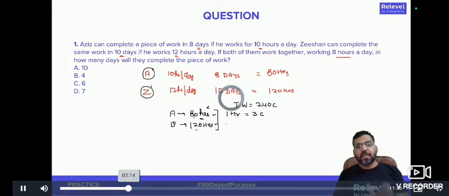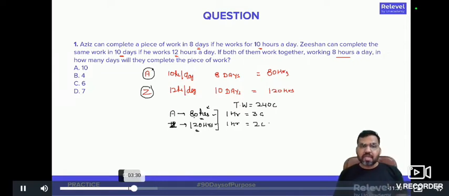In 1 hour, the second person, I have denoted it by B. This is Jishan. Jishan is eating 240 chocolates in 120 hours. So can I say in 1 hour he'll be eating 2 chocolates? Now, if both of them are working together, they will be eating 5 chocolates, right?